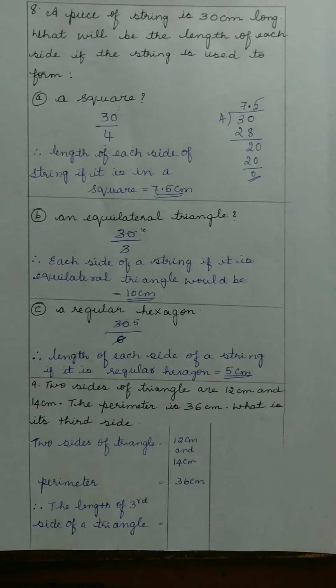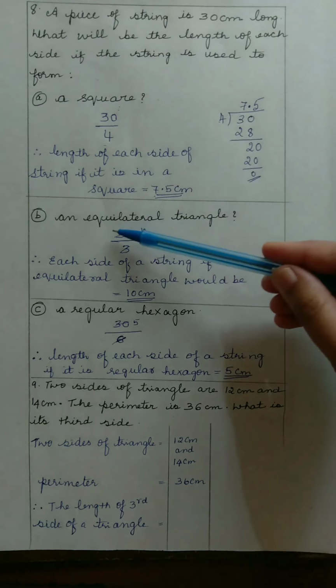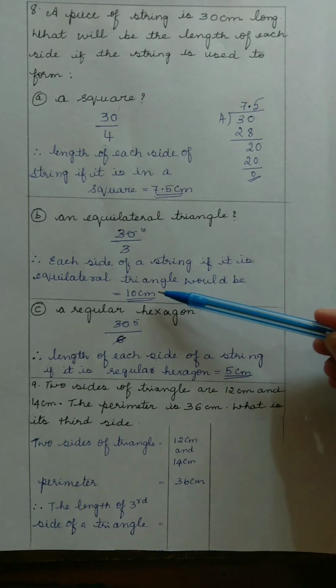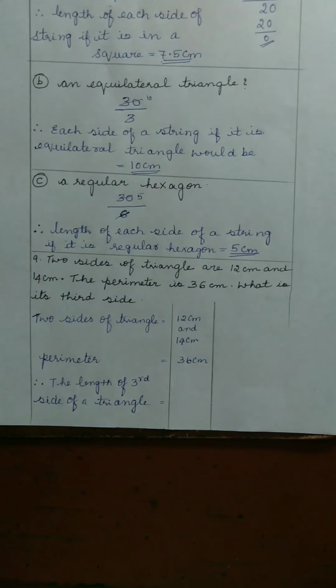That is the answer for the 8th problem. When the string is in the form of a square, each side will be 7.5 centimeter. If it is an equilateral triangle, it would be 10 centimeter. Regular hexagon, it will be 5 centimeter. And this is the method of calculating. Next, we shall move on to the 9th question.